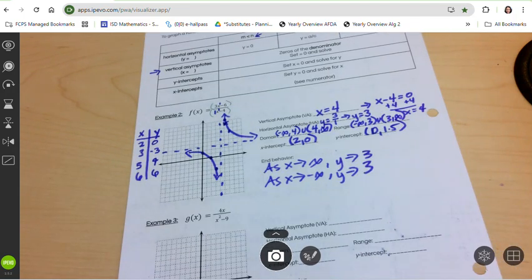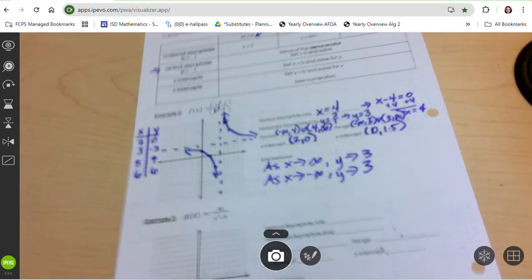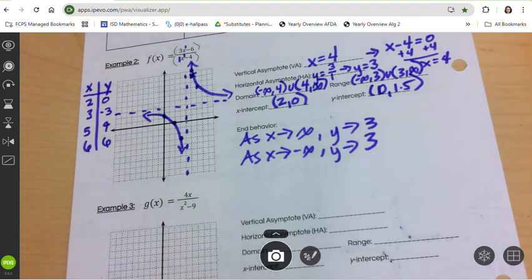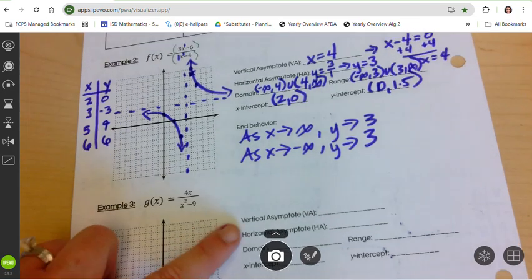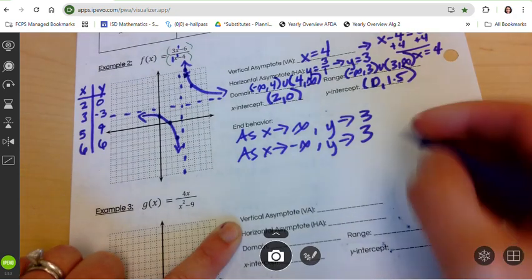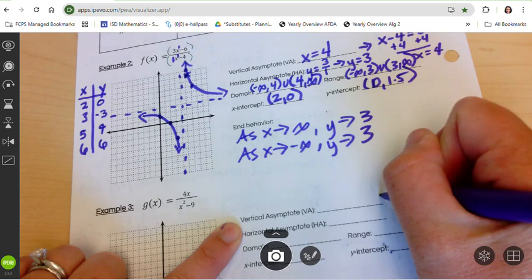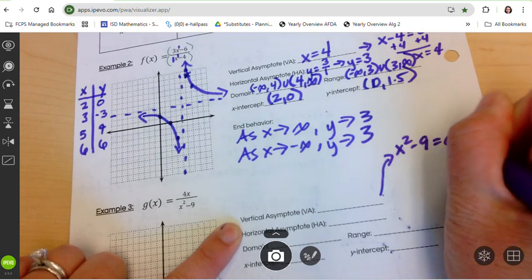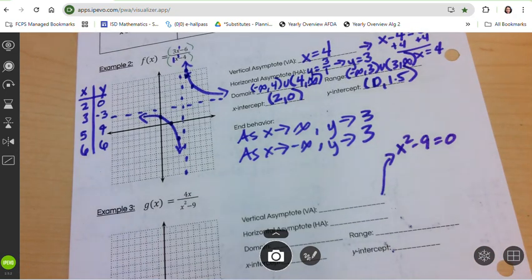Example 3 is interesting. It's a little bit different. Here, I'll zoom a little bit. Do you guys remember, how do we find our vertical asymptote? We set what equal to 0? The bottom, yes. So for your vertical asymptote, we're going to do x squared minus 9 equals 0. Take a moment and tell your partners how we would solve that quadratic equation.